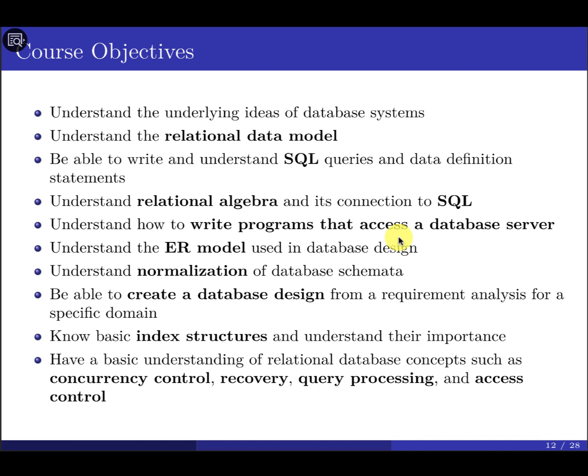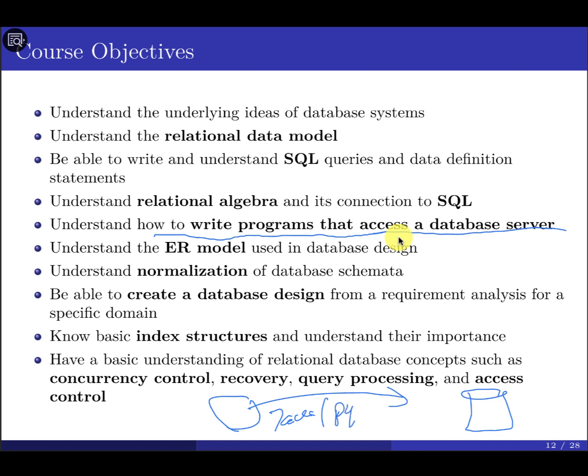You're going to understand the most important thing, which is going to be phase 3 in the class project: how to write a program that acts as a database client. The database is going to be stored here, maybe on a server, and here you're the client. You're going to send requests using Java code, either Java or Python, in order to access the database and retrieve the result.